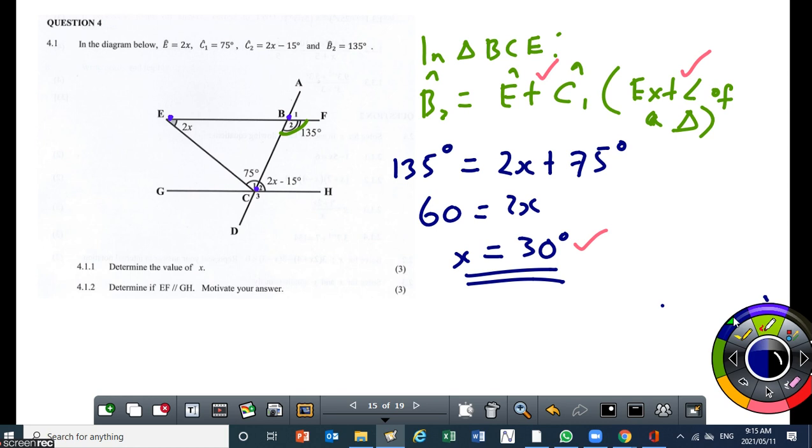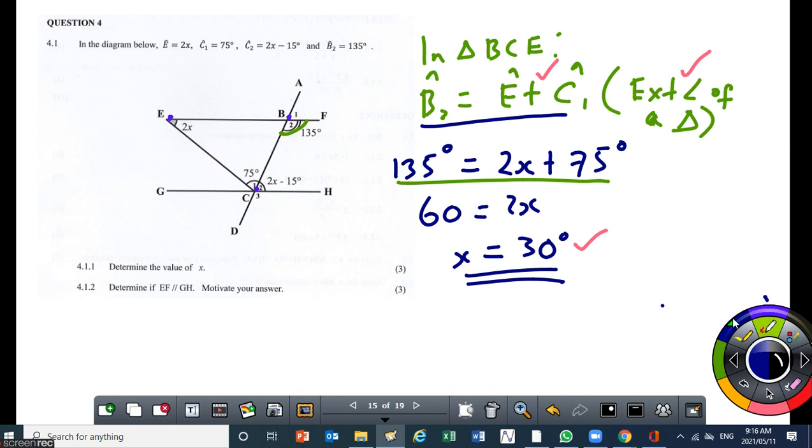Okay, let's carry on. If you don't have this statement like that, you can also give yourself a mark if you wrote it like that. All right. Is there anybody who has got any question there? Any question? All right. If you don't have a question, then let's move on to 4.1.2.